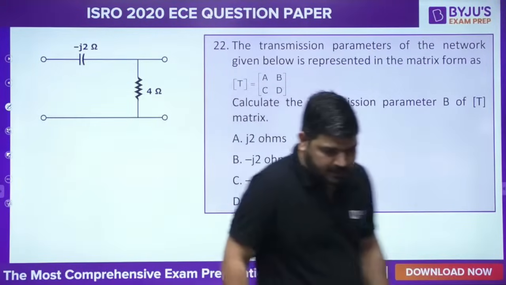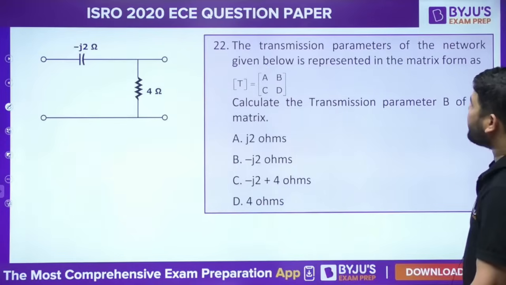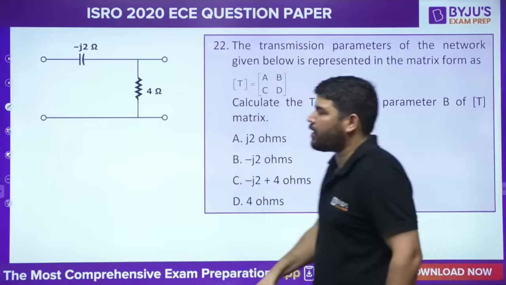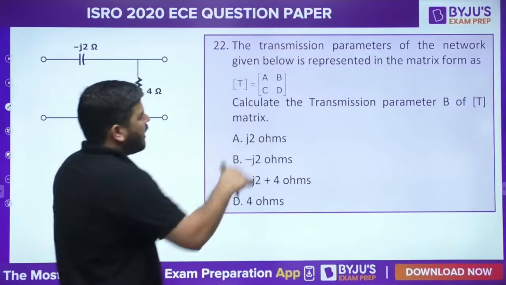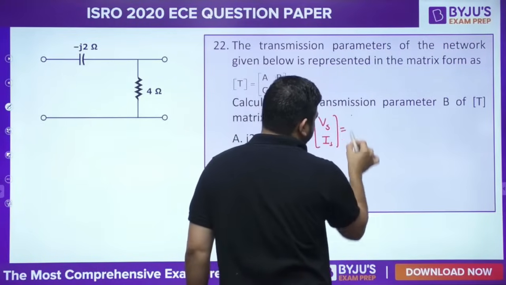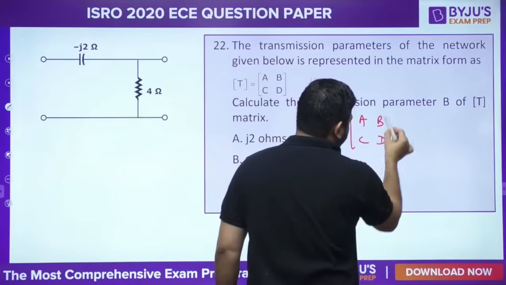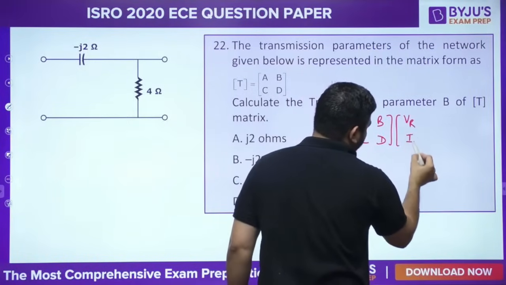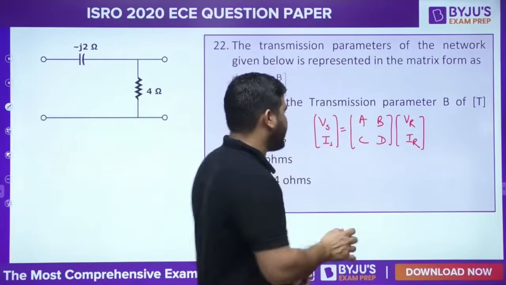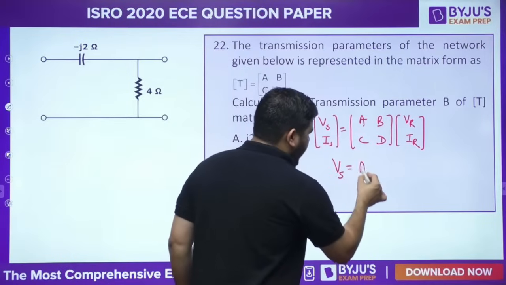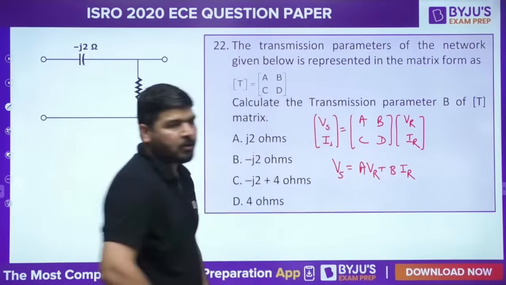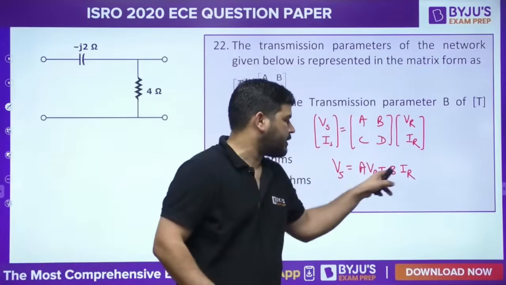The next question on your screen is this. The transmission parameter of the network given below is represented in the matrix form A, B, C, D. Calculate the transmission parameter B of this matrix. How to calculate B? If I open this matrix, I know that Vs, Is is equal to A, B, C, D times VR, IR. And we need to calculate B. It's very simple. Vs is equal to A VR plus B IR. If somehow you can calculate the coefficient of IR in this equation, it will be B.